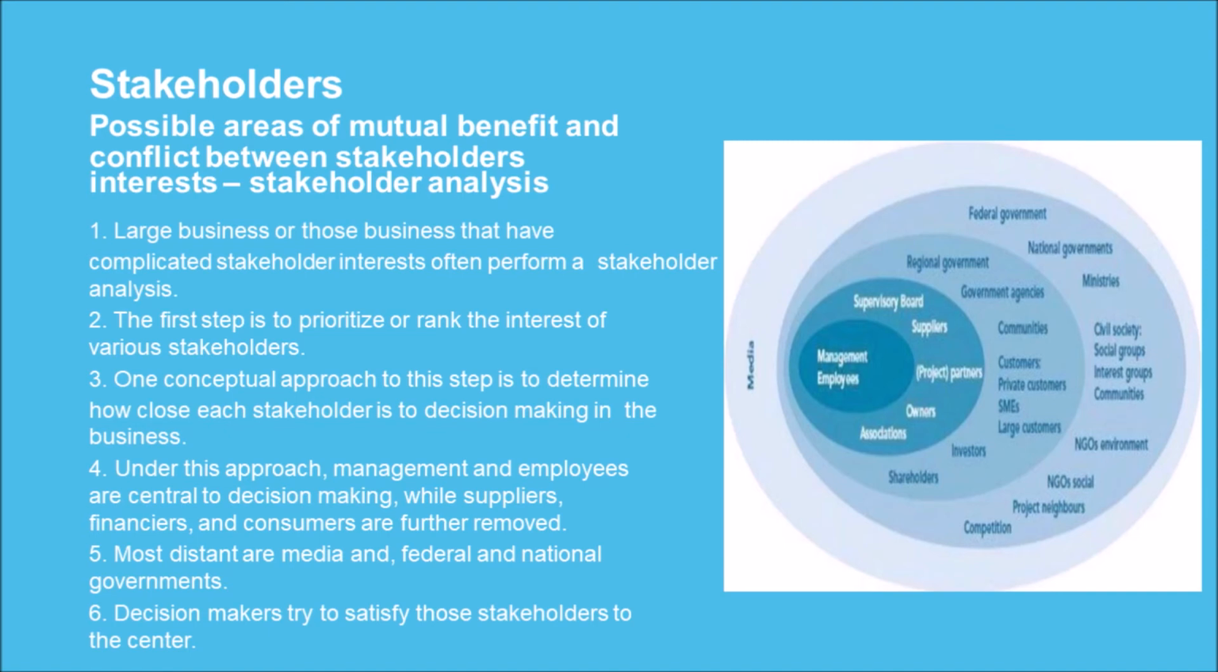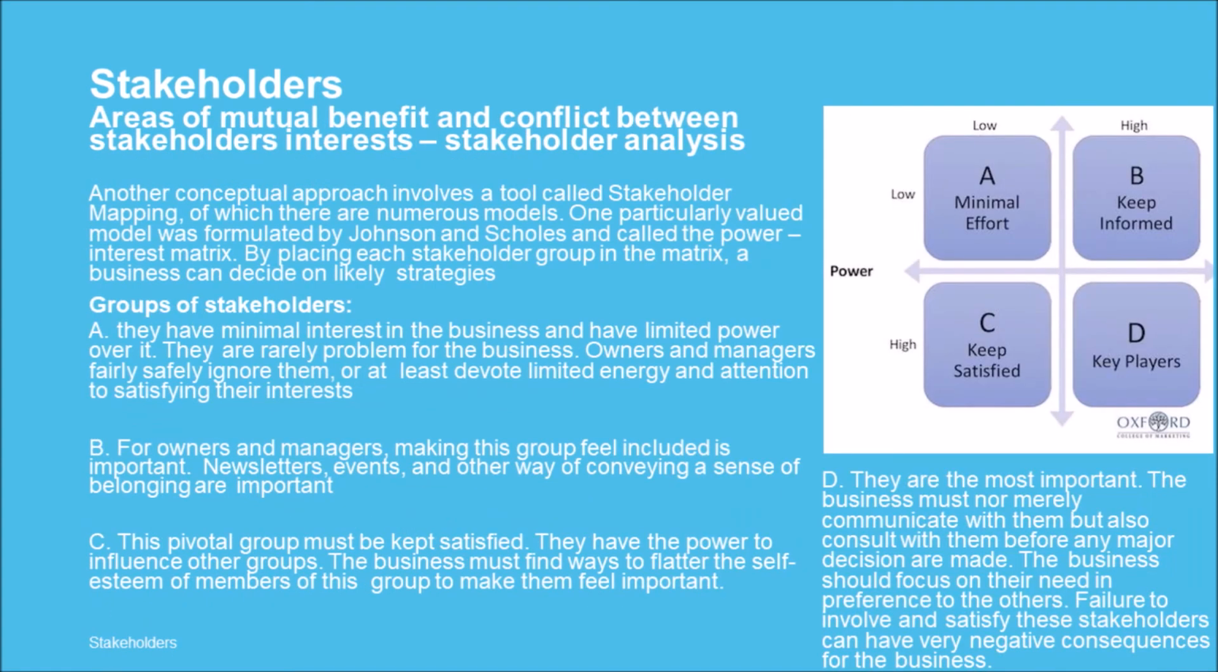6. Decision-makers try to satisfy those stakeholders closest to the center. Areas of mutual benefit and conflict between stakeholders' interests. Stakeholder analysis. Another conceptual approach involves a tool called Stakeholder Mapping, of which there are numerous models. One particularly valued model was formulated by Johnson and Scholes and called the Power Interest Matrix. By placing each stakeholder group in a matrix, a business can decide on likely strategies.